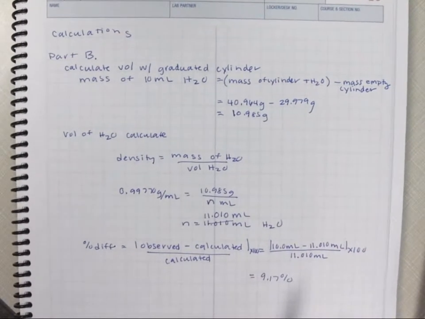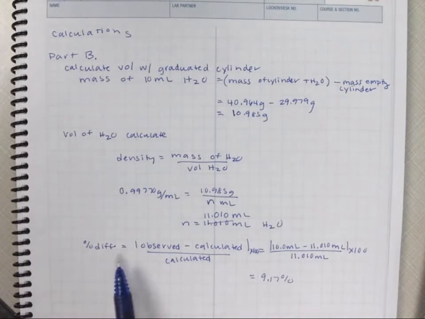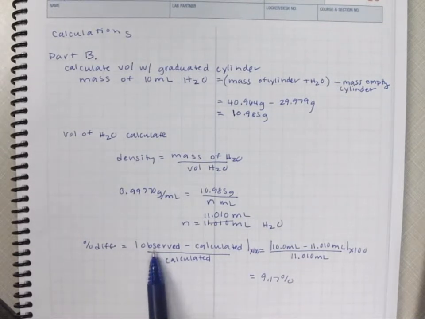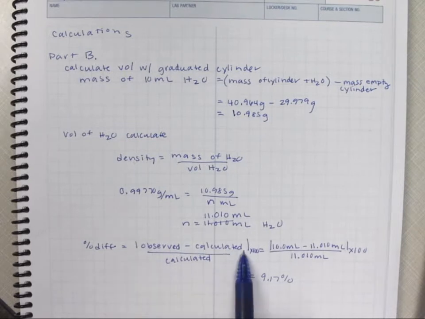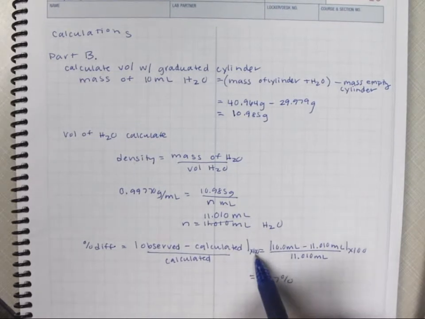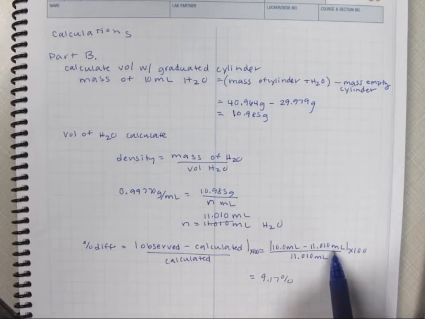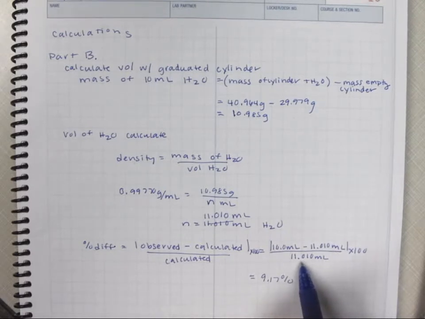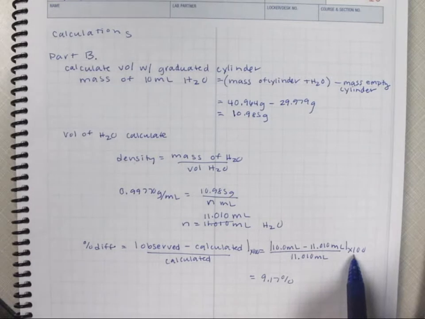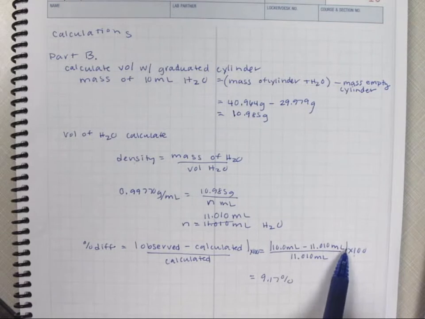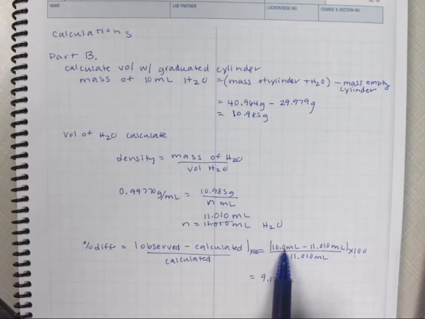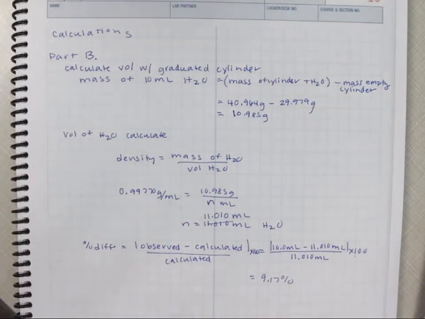To calculate the percent difference in the two measurements, the observed is what you thought you measured out, so you thought you measured out 10.0 mils, minus what you just calculated, and it's the absolute value of that over your calculated. So this would be 10 mils minus 11.010 divided by the 11.010, and then you multiply that times 100 to get the percent. Again, this is absolute value, so my number is going to be positive. I have 3 significant figures here, and this will be 3 significant as well. So that will be the 9.17%.